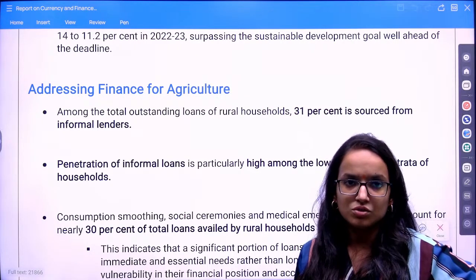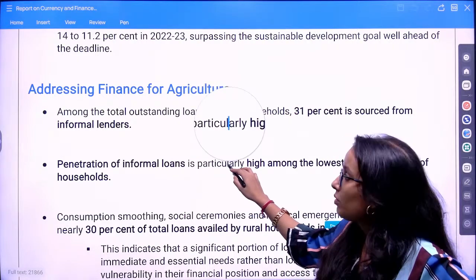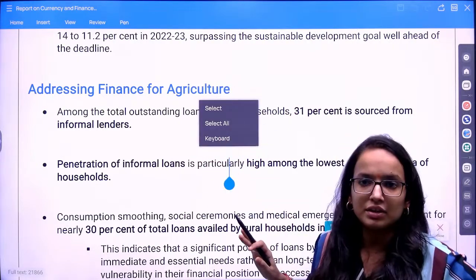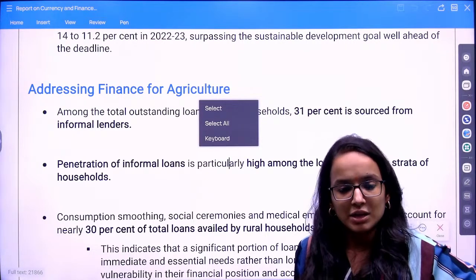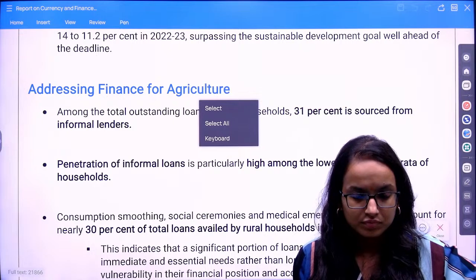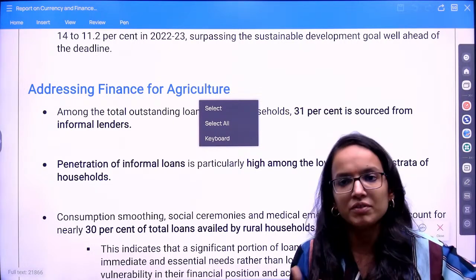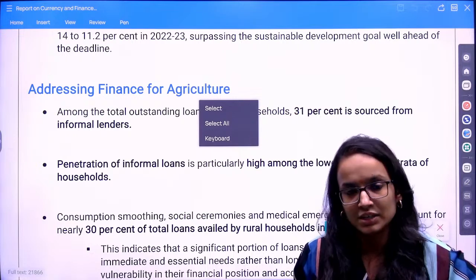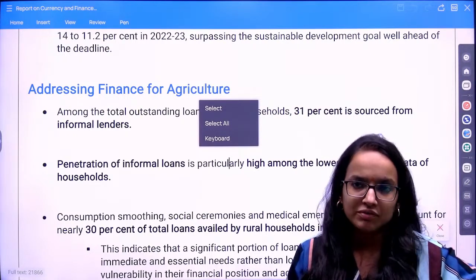Okay, since there are no doubts, I'll end this session here. We will resume from addressing finance for agriculture in the next part of the class. Till then, keep on studying, keep on revising these facts. Don't feel overburdened with the facts. It is a challenge for everyone, not only for a particular person. So just take it easy, just give your best and leave the rest.